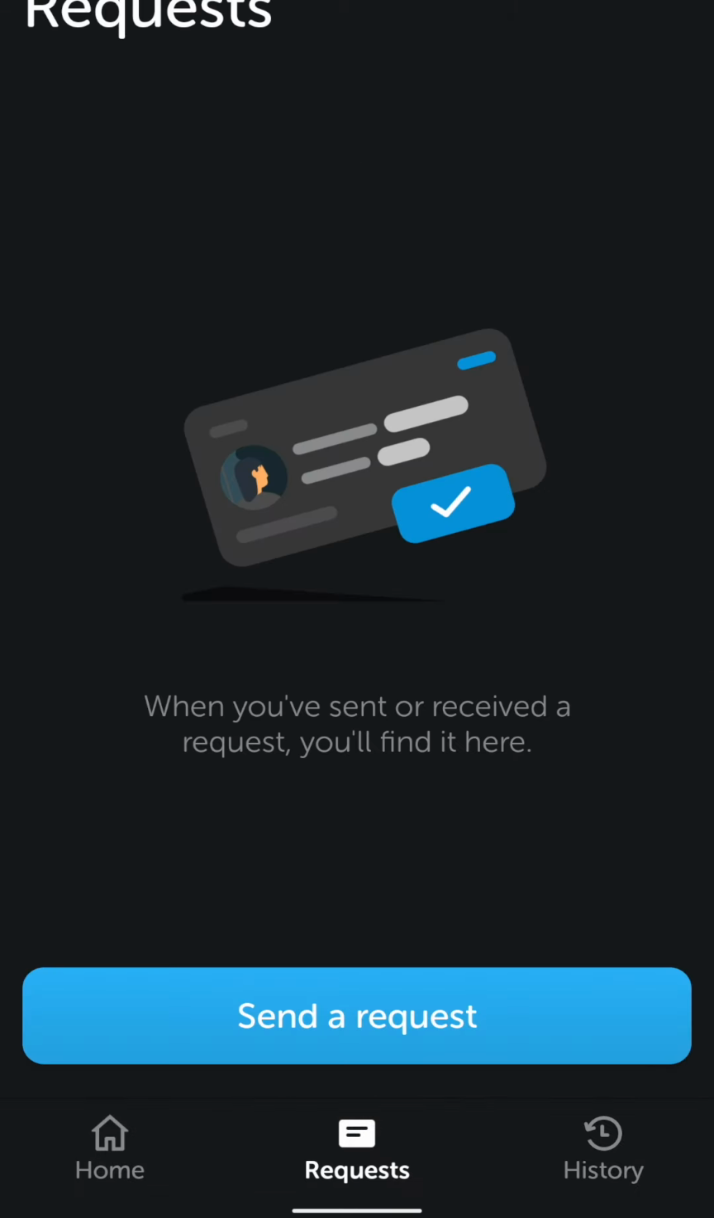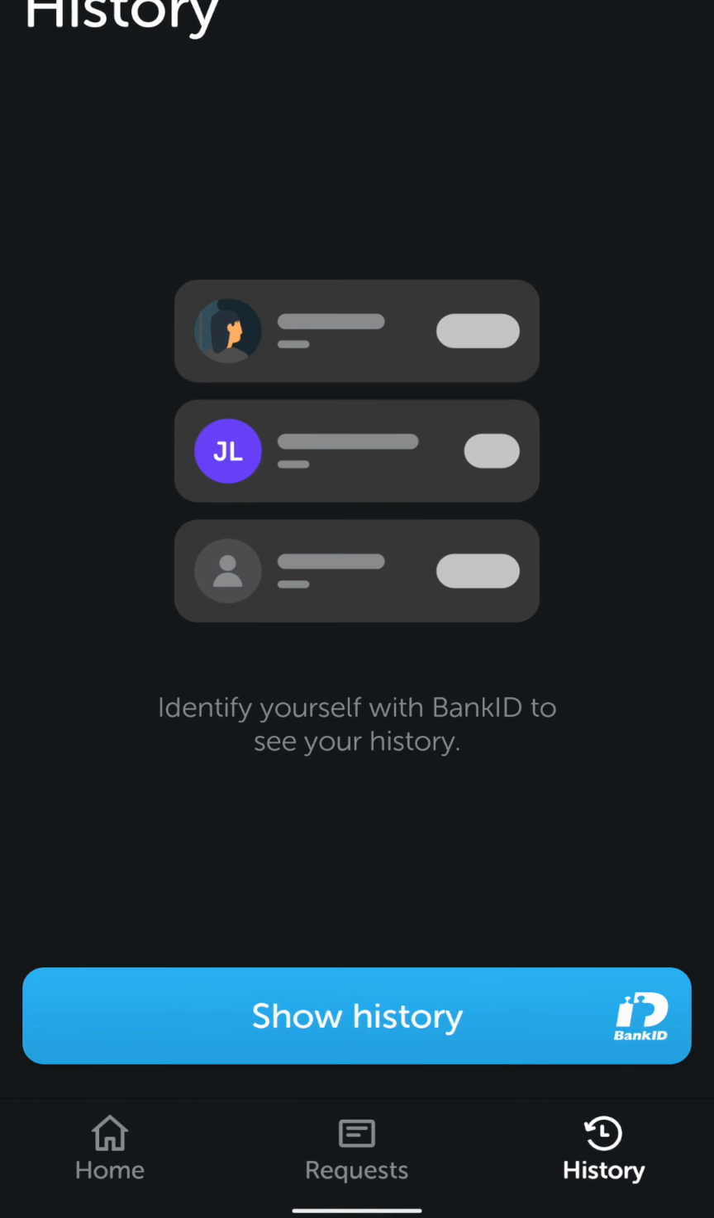The second feature is requesting money, but before you use this feature you need to log in or authorize yourself through the bank ID, and then you need to mention the amount that you need to request from a certain person, put their phone number in and do the request. The third feature is of course looking into the transaction history. This also has to be authorized by your bank ID, even if someone else is handling your phone, because even if they open your Swish application, they can't see your transaction history because it needs to be authorized by you.